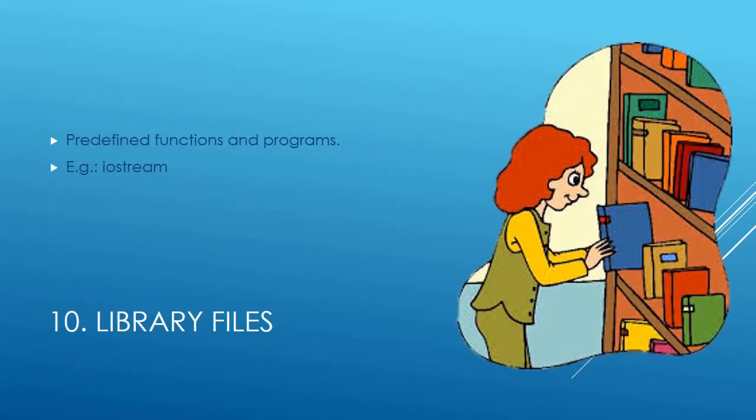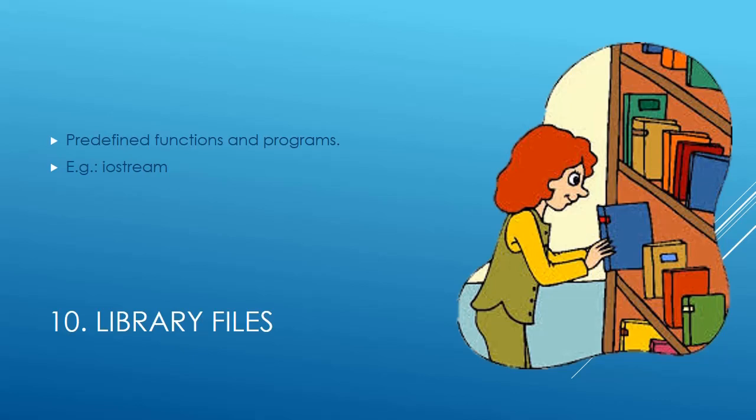Next is library files. C++ has a lot of library files. Now, what is a library? A library has a lot of books for our reference. We just walk into the library, collect the one particular book which we need and walk out. We don't collect all the books from the library and keep them with us. We just go and collect the book which is needed.